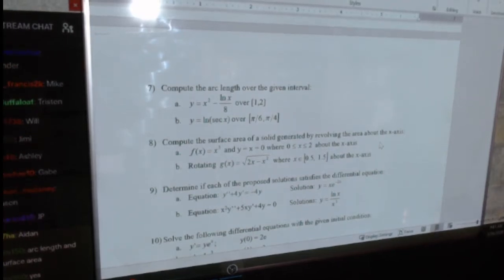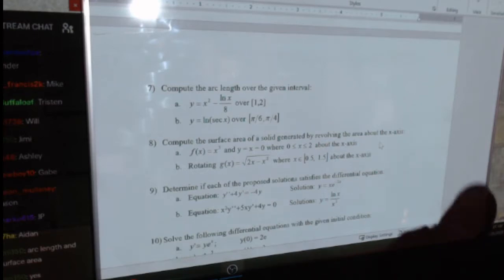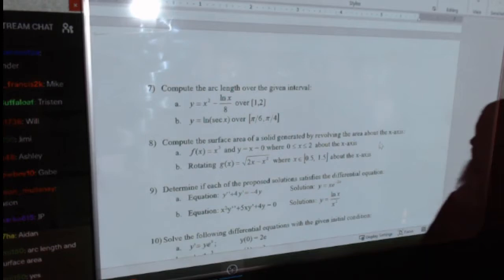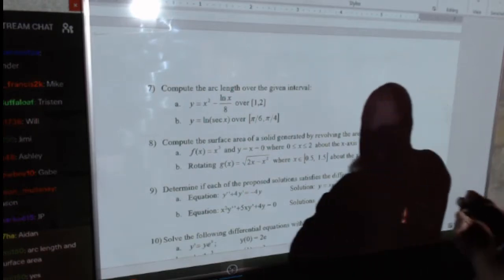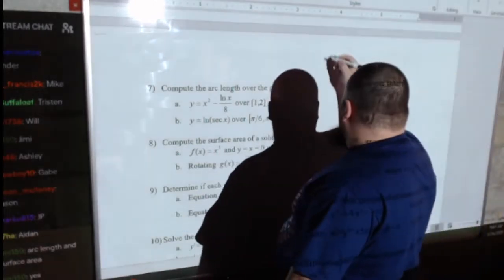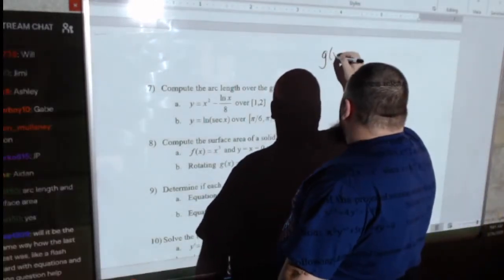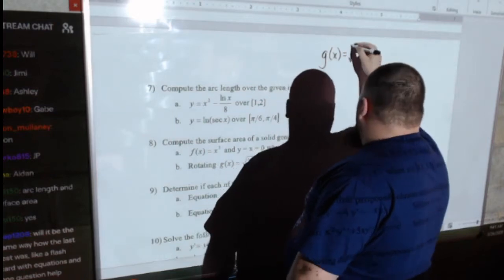Okay. So let's see how number 8B goes. Got a marker here. Hopefully one of these works nicely. So the problem is g of x equals square root.